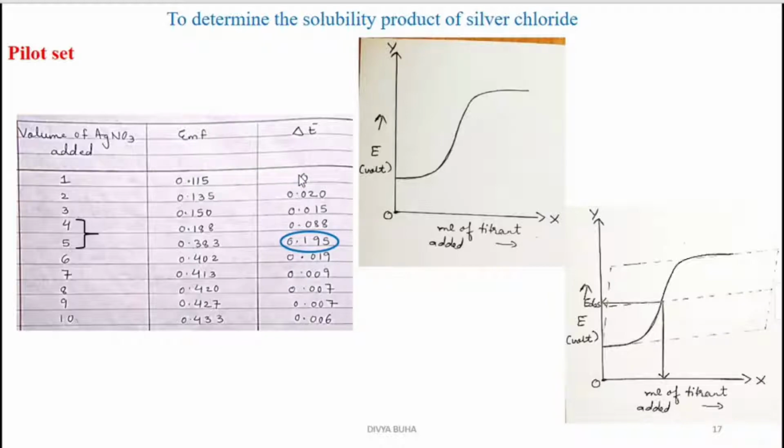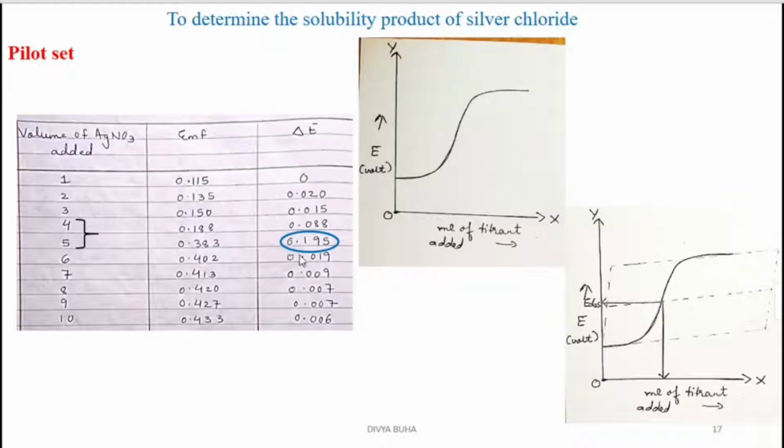So for the first one, it would be 0. There would be no difference. For the second one, it would be 0.135 minus 0.115. That would be 0.020. So in similar manner, you have to find out the delta E values. Okay. After that, you need to see where you get the maximum delta E value.